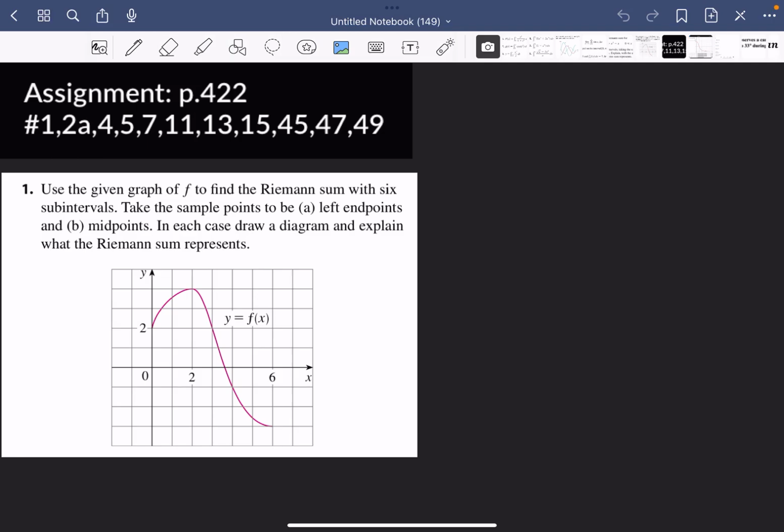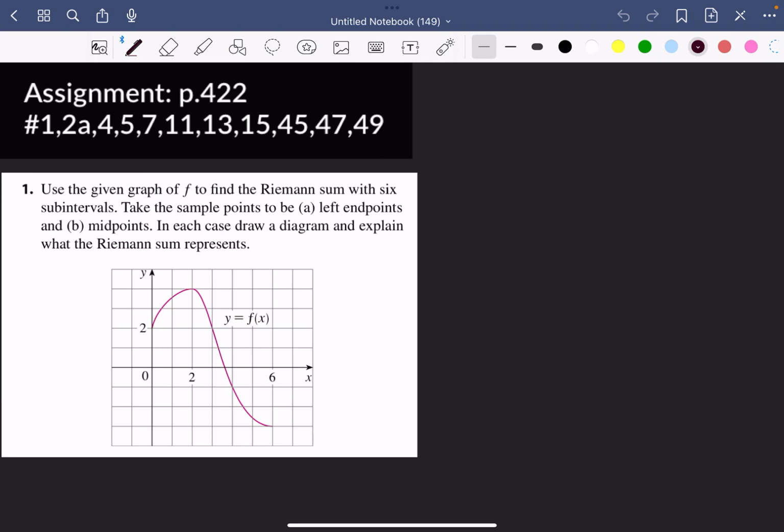Let's look at some basic integrals. So our assignment is going to be on page 422. The following problems will get us ready for a quiz. So we're going to use the graph to find the Riemann sum with 6 subintervals.